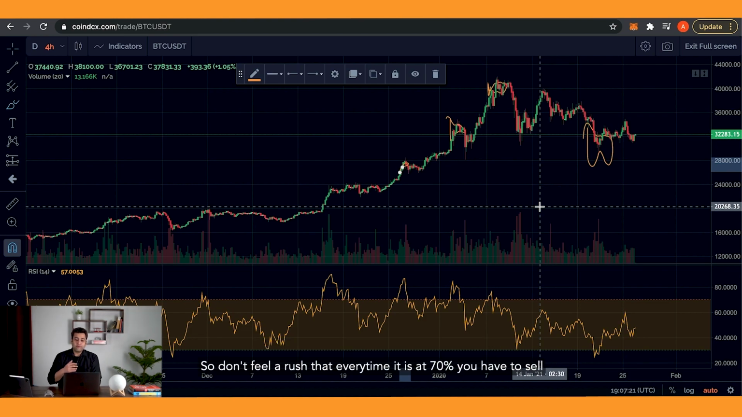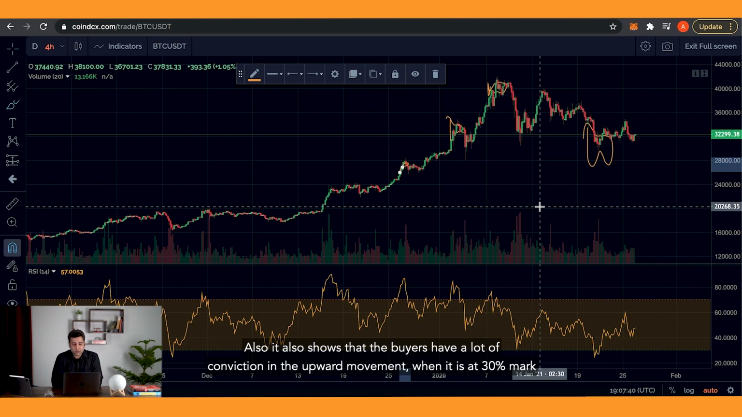So don't feel a rush that every time it hits 70% you need to sell now, and every time it hits 30% you need to buy. It is just a relative index that you can fall back to in case of strengthening your own decision making while taking a trade.